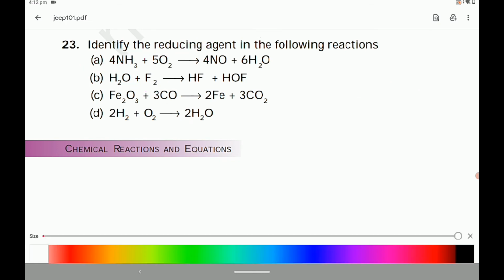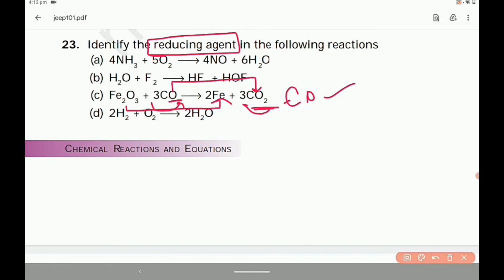Next, Fe2O3 plus 3CO gives rise to 2Fe plus 3O2. Again, reducing agent is the one that undergoes oxidation. Speaking about Fe2O3, it's losing oxygen, so it is reduction. It will be the oxidizing agent, while CO is gaining oxygen, right? From one oxygen, it's going to two oxygens. Like if you go with the stoichiometric coefficients, from 3 it's going to 6. So it's gaining oxygen, so it is a reducing agent. Carbon monoxide is a reducing agent right here.